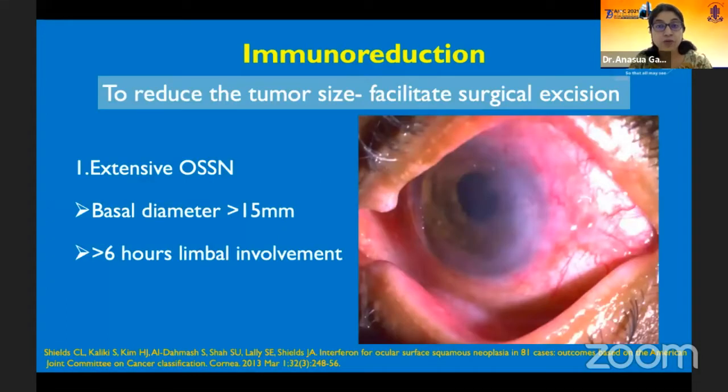So what do I mean by immunoreduction? Immunoreduction is to reduce the tumor size to facilitate surgical excision. This is for extensive or diffuse OSSNs with basal diameter more than 15 millimeter or more than 6 clock hours of limbal involvement.